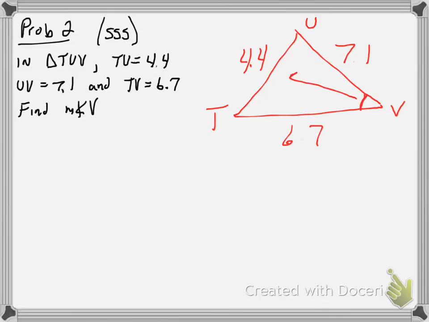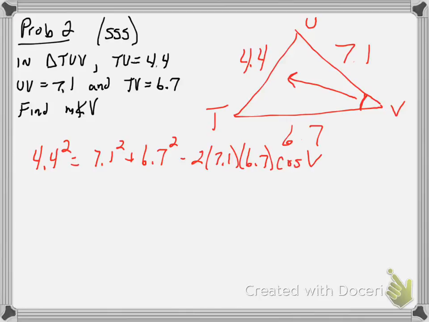So what's across from angle V? That's 4.4. So it's 4.4 squared equals, now you're done with the 4.4, 7.1 squared plus 6.7 squared minus 2 times 7.1 times 6.7 times the cosine of V. Now, obviously punch this in, and then this stuff here, and don't calculate any of that together. So 4.4 squared is going to be 19.36 equals, now punch that in, 7.1 squared plus 6.7 squared.